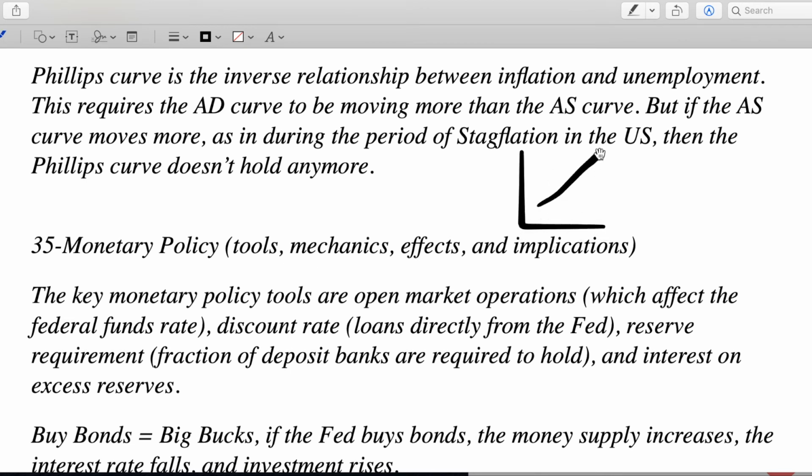So here's aggregate demand and aggregate supply. If aggregate supply shifts to the left, I'll call this 2, I'll call this 1. This is our price level. This is my GDP, so I'll put real GDP. This is my output.